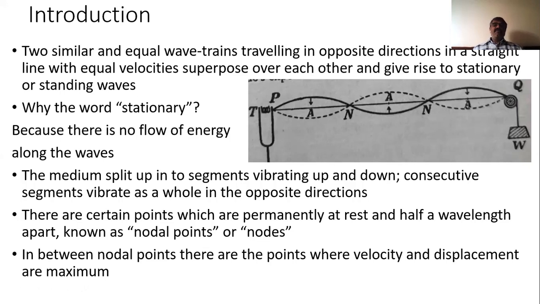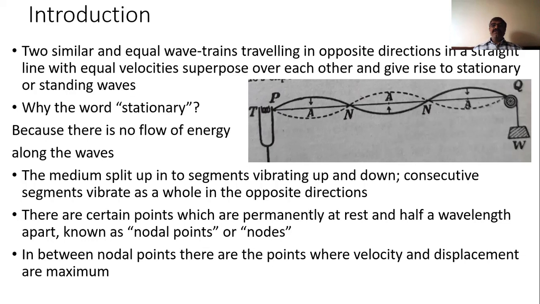The stationary waves are formed when two similar and equal wave trains, similar in the sense they have the same frequency, that means they have the same time period, same wavelength, but traveling in the opposite direction, with the same velocities. Okay, when such two waves superpose over each other, they give rise to a standing wave pattern or stationary wave pattern, where the particles are either at the nodes where displacement is zero, or at the maximum positions. Those are called antinodes.